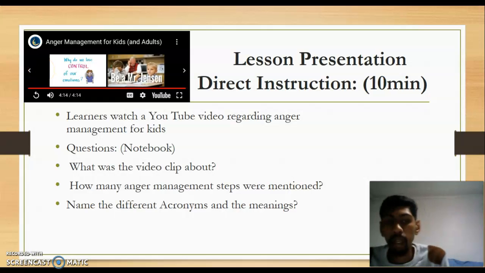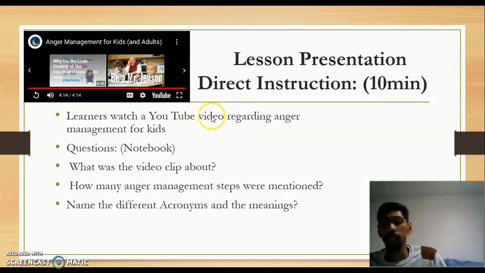Right, perfect. So now I'll be asking the class to write down the following three questions in a notebook and also answer them. What was the video clip about? How many anger management steps were mentioned? And name the different acronyms and their meanings.